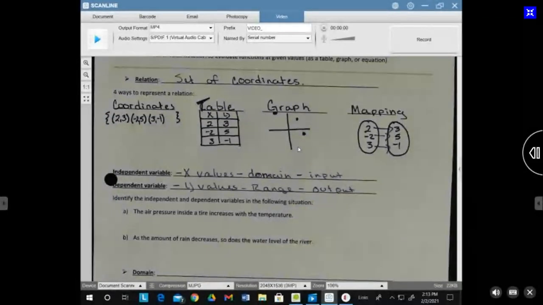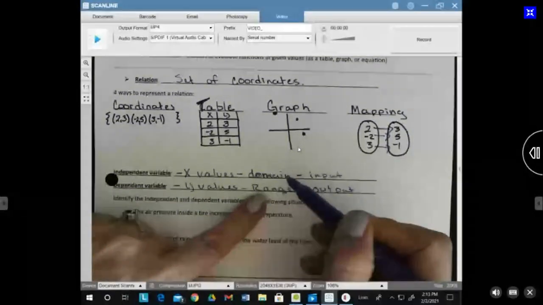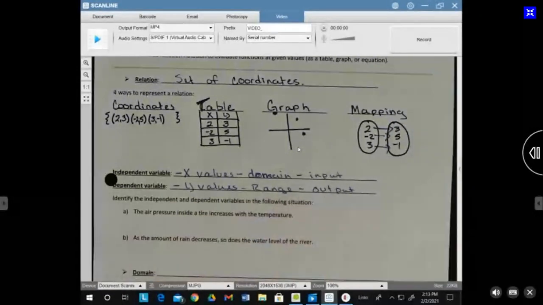X is the, and you can remember the domain and range. X comes before Y, D comes before R, right? So X is always your domain.